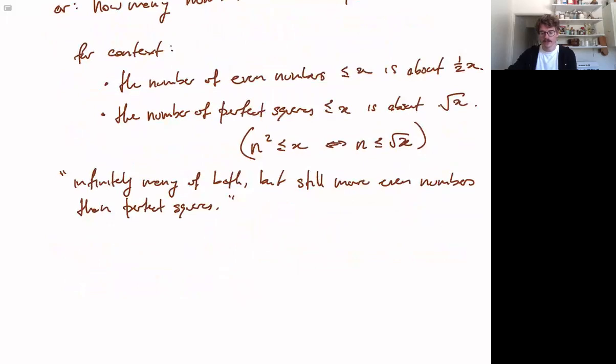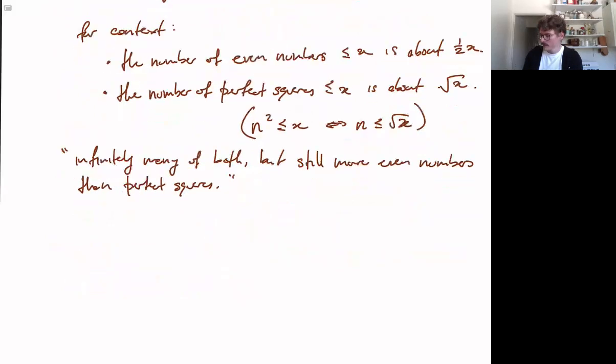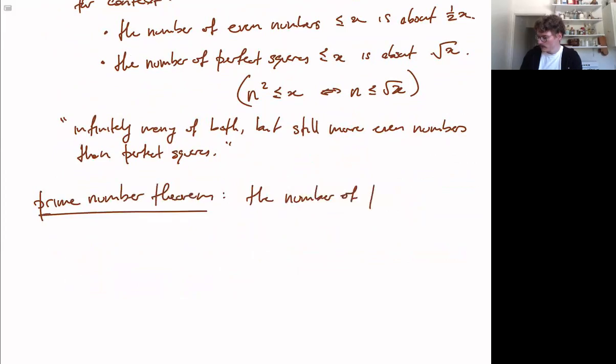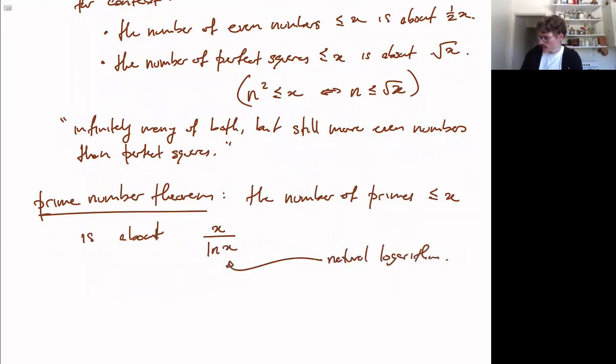So let's now answer this question for the primes. The answer is called the prime number theorem. And it says the number of primes less than or equal to x is about x divided by ln x. So this, of course, is the natural logarithm.